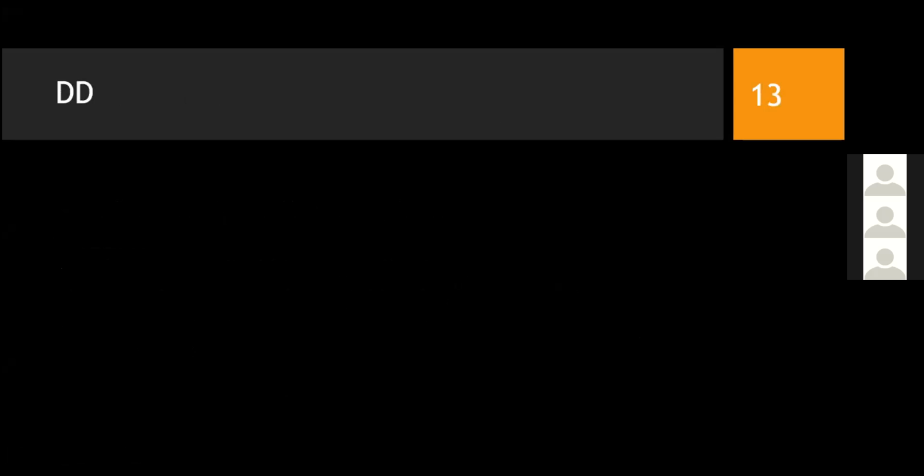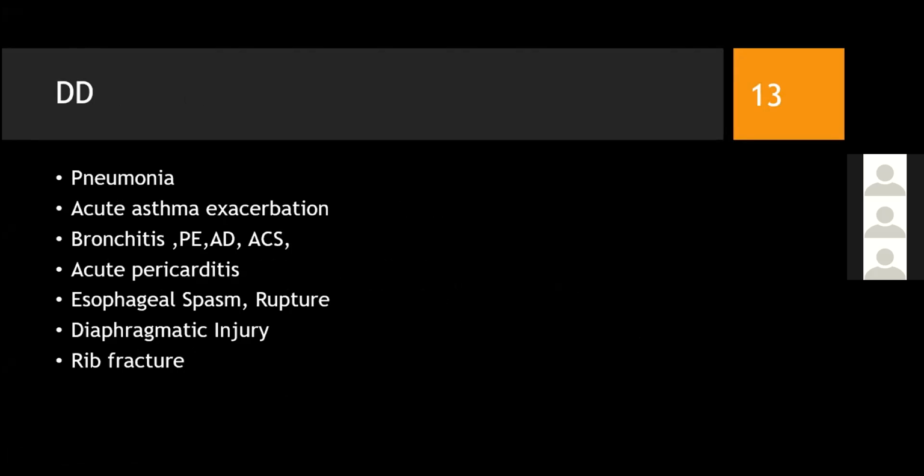And coming towards the differential diagnosis, anything that causes breathlessness and chest pain, we should include as a differential diagnosis. That can include pneumonia, acute exacerbation of asthma, carcinomas, diaphragmatic injury, rib fractures, acute coronary syndromes, pulmonary embolism. Everything comes as a differential diagnosis, even pericarditis, myocarditis.